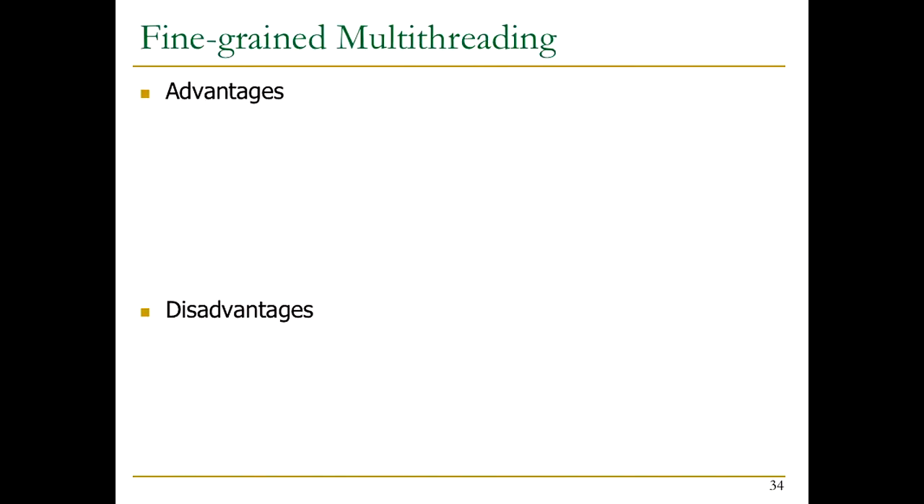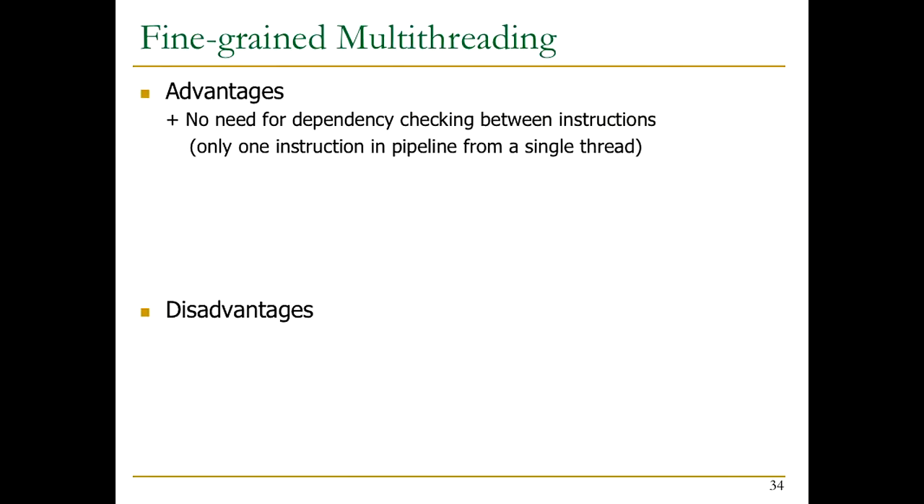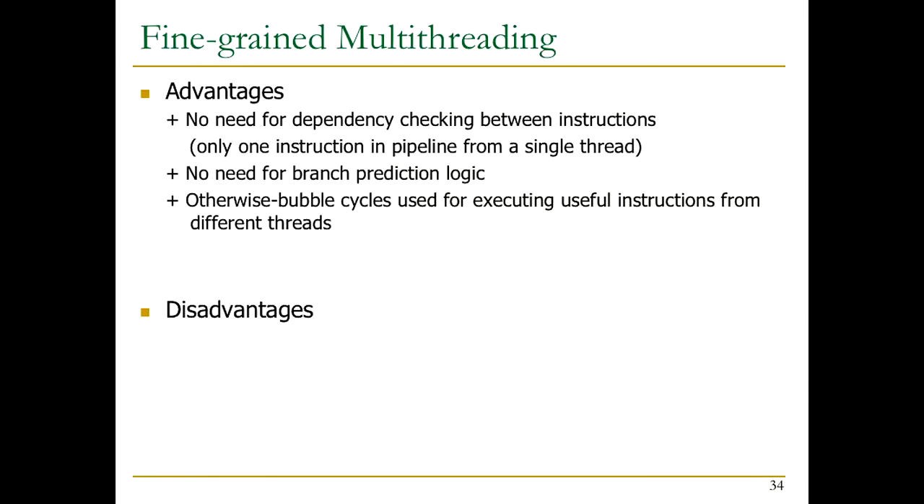Okay, so let's talk about the advantages and disadvantages of this approach. Clearly, there is no need for dependency checking between instructions. So all of those methods that we've discussed go away, which is nice. Only one instruction from a single thread in the pipeline, or at least only one instruction in the pipeline stages that matter for dependency checking from a single thread. No need for branch prediction logic. And otherwise, bubble cycles are used for executing useful instructions from different threads. So you improve system throughput, latency tolerance, and utilization. Everything comes hand in hand.